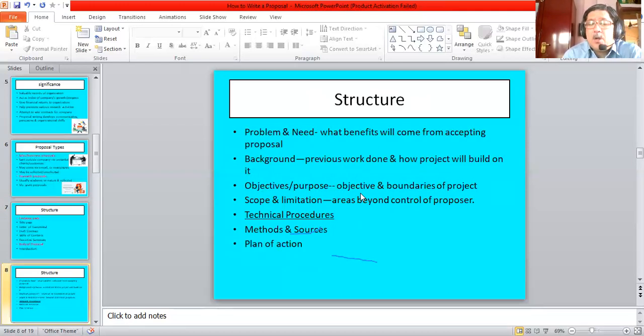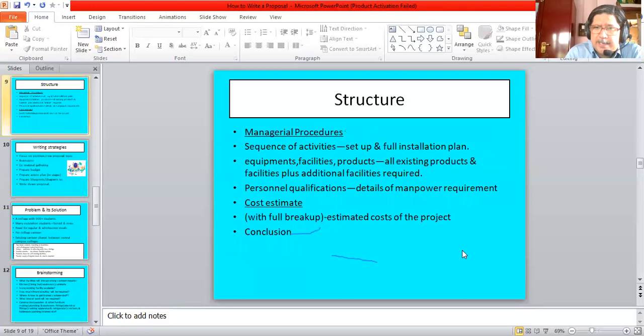Also the background of what previous work has been done and how the project will build upon the work that has already been done. Also the objectives of the project and the purpose or the boundaries of the project, and the scope and limitation. So how much is really covered by your proposal and what exists outside the scope or purview of your proposal. Then the technical procedures like the methods and sources and the plan of action. Obviously, the plan of action has to be detailed in phases.